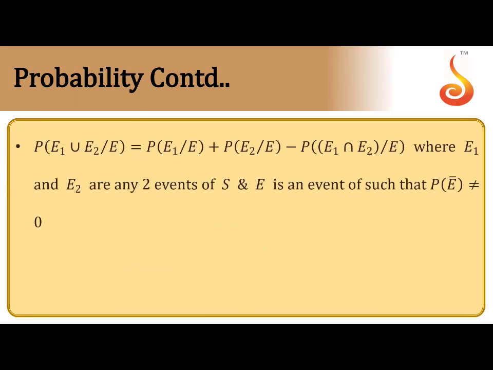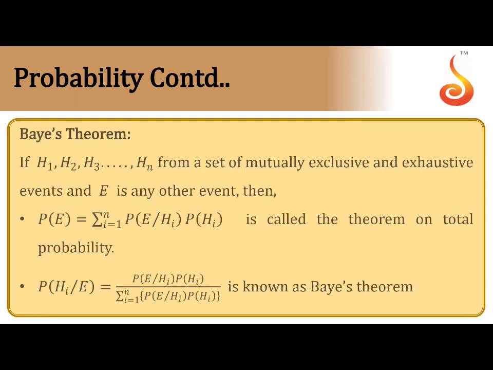Next, this formula: P of E1 union E2 given E is P of E1 by E plus P of E2 by E minus P of E1 intersection E2 given E only. It's just like the addition theorem, the addition theorem combined with conditional probability. I hope this is clear. Just remember the formula.